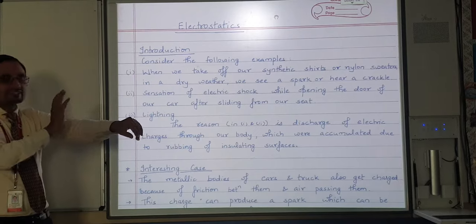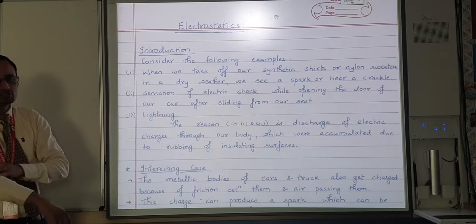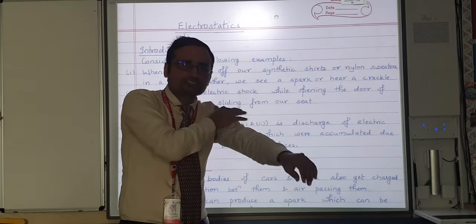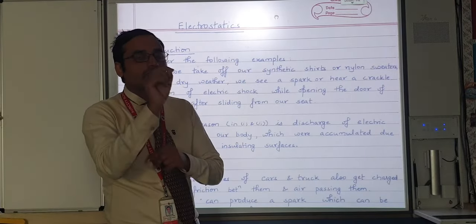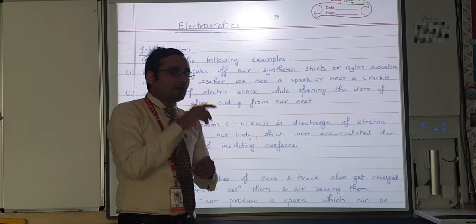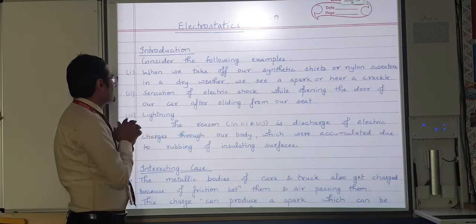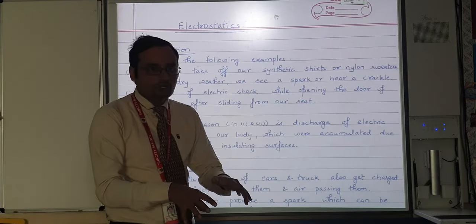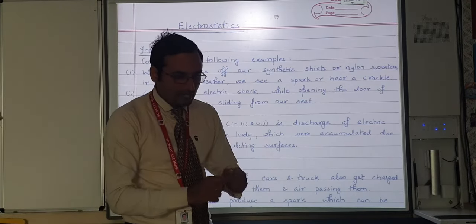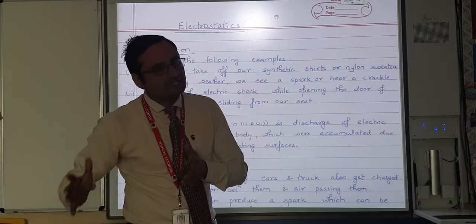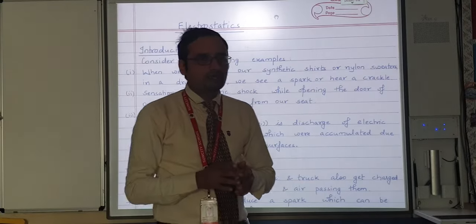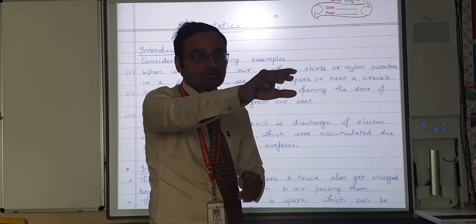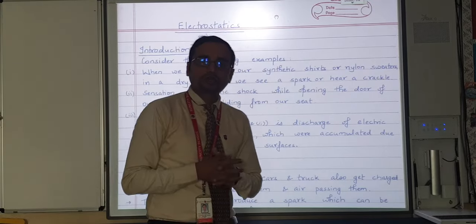When we take off our synthetic shirt or a nylon shirt, you must have heard that crackling sound. It happens especially during winter, not summers. Another thing that you must have seen: suppose you are sitting on a plastic chair, tying your laces, and you suddenly get up from the chair and go to the door to open it. Wow, you get an electric shock.